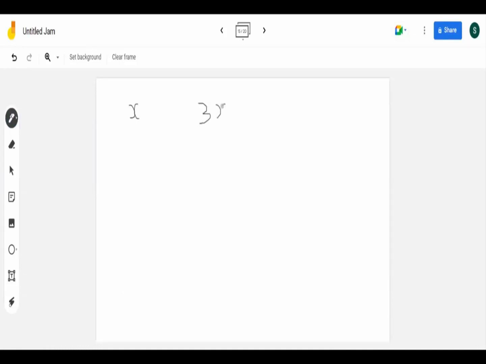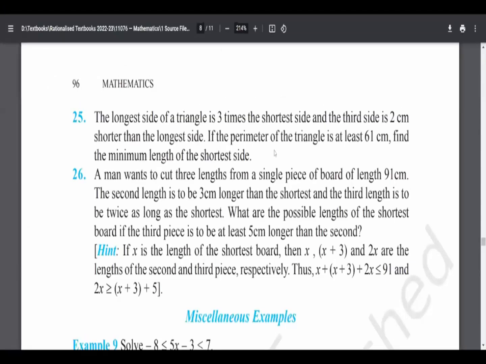This is the shortest side, this is the longest side, and the other side is given to be 2 cm smaller than the longest side. So we get the longest side minus 2 cm. This is our third side. By reading the first line of the question, we can get this. Now, the perimeter of the triangle is at least 61; find the minimum length of the shortest side.